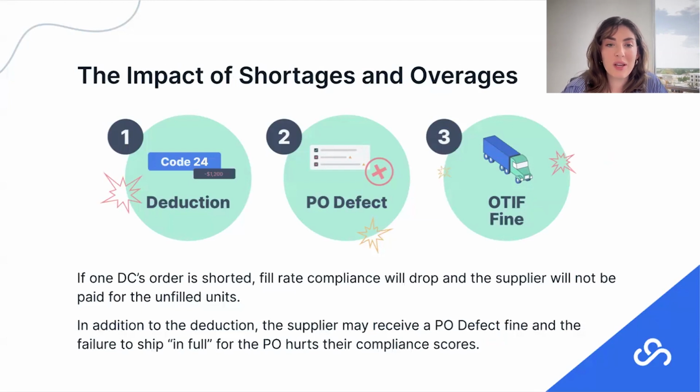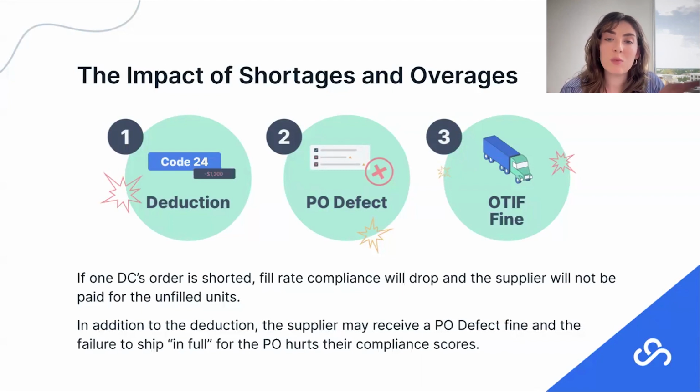All right, so it's my last slide on the impact of shortages and overages. Just to sum up, you can receive a deduction, and it's going to affect your fill rate compliance with Walmart. So your OTIF score is going to drop. You won't be fulfilling those units. You could have a deduction paired with that overage. So you could have a code 22, 24, 25 with that overage. So there's two deductions there.